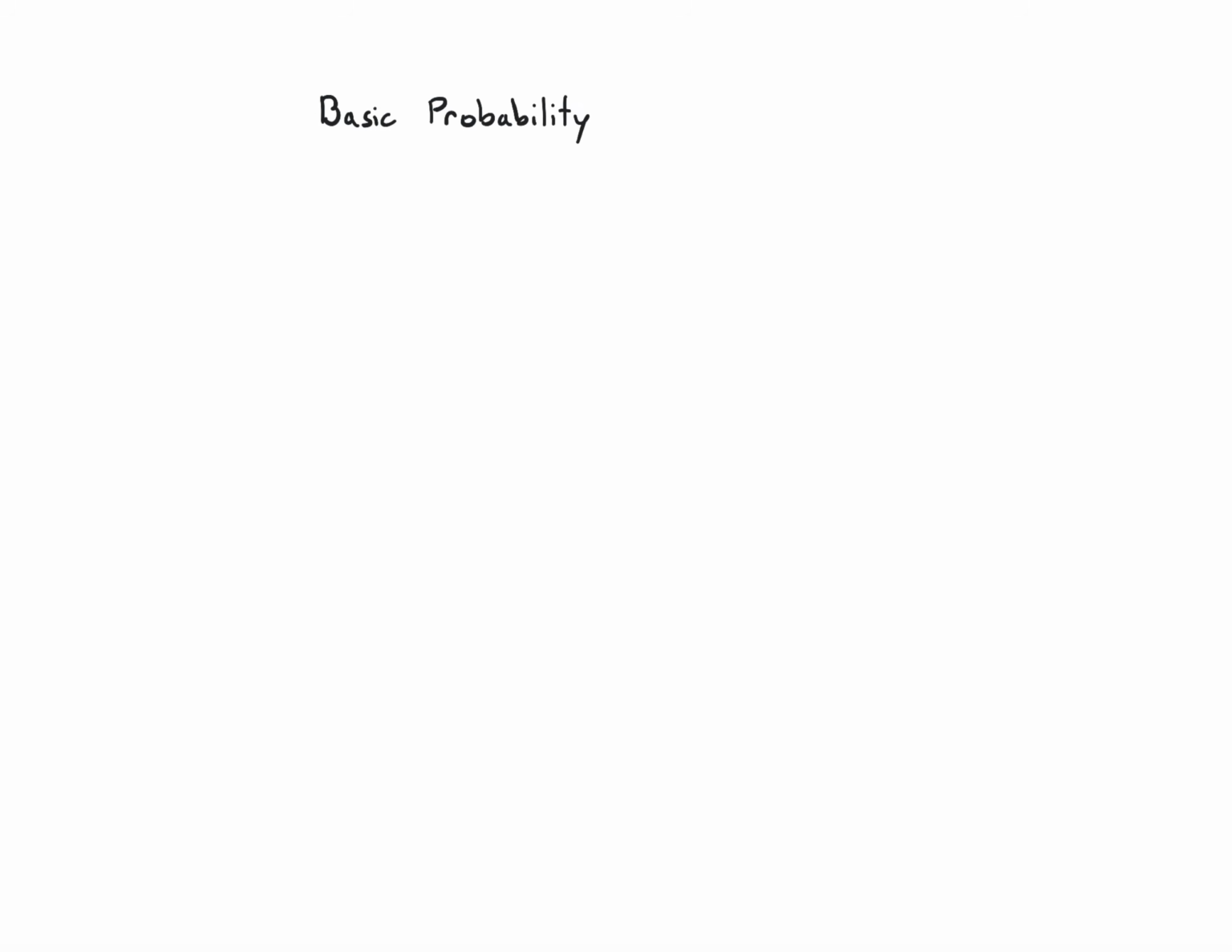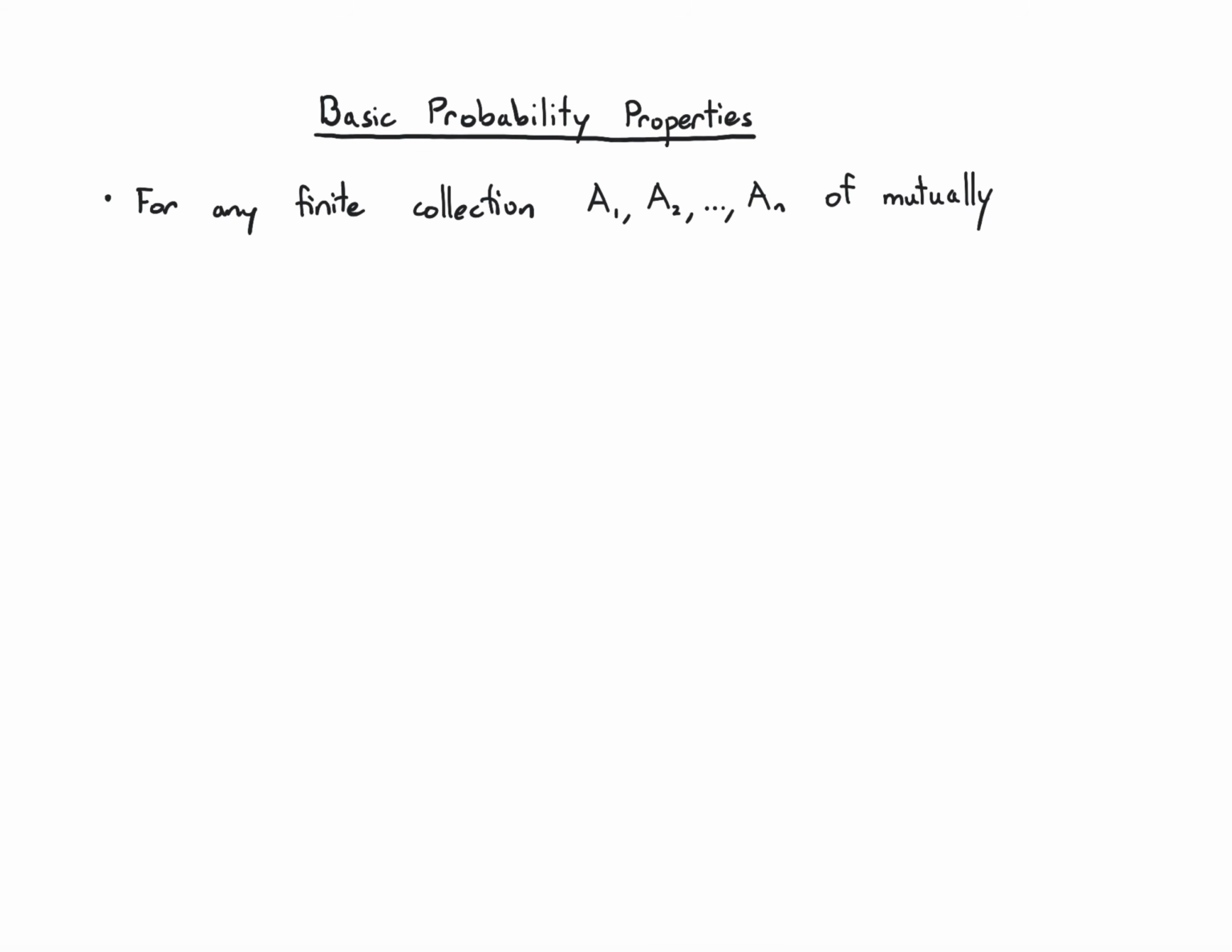Let's talk about some basic probability properties. So one is going to seem maybe too simple, but we're going to say it anyway. Let's say I have a finite collection of mutually exclusive events, A1, A2 up to AN. The probability of their union is the sum of the probabilities. The only difference between this and countable additivity is that instead of taking the union from 1 to infinity, I'm taking it from 1 to n.